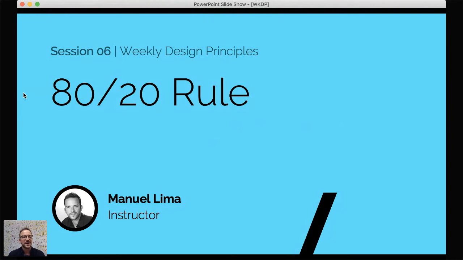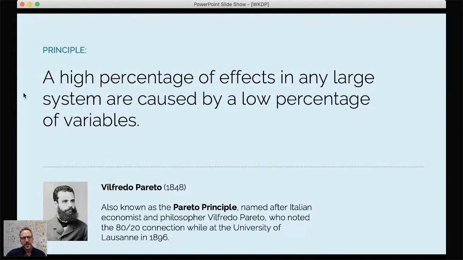Today we're going to talk about a very interesting principle called the 80-20 rule. I love the 80-20 rule because it's really a universal type of principle that just happens to also apply to design. And we're going to see how that happens. So the 80-20 rule tells us that a high percentage of effects in a large system are normally caused by a low percentage of variables.